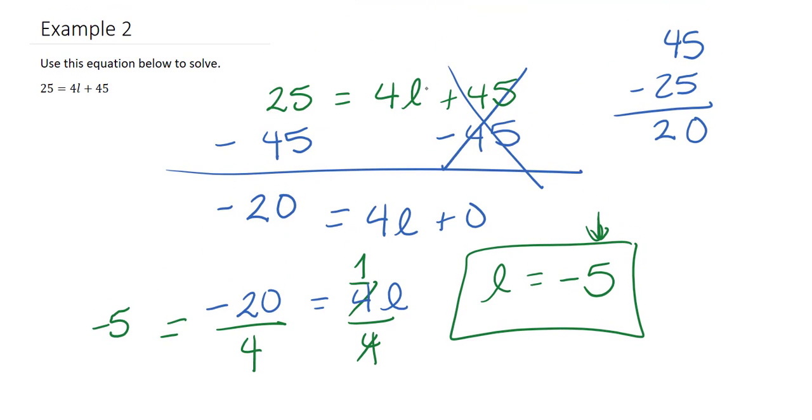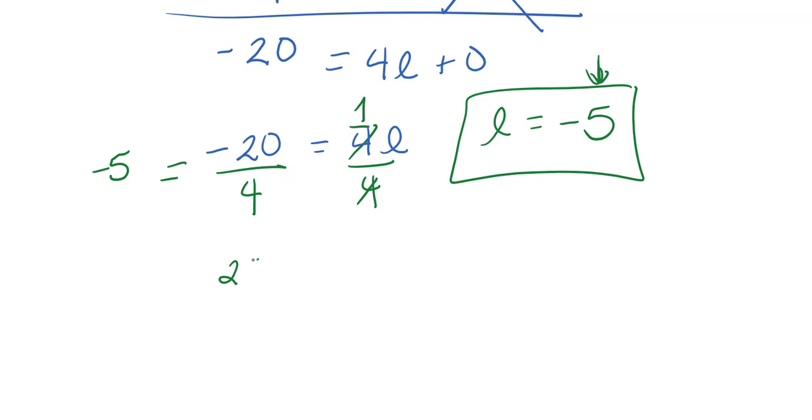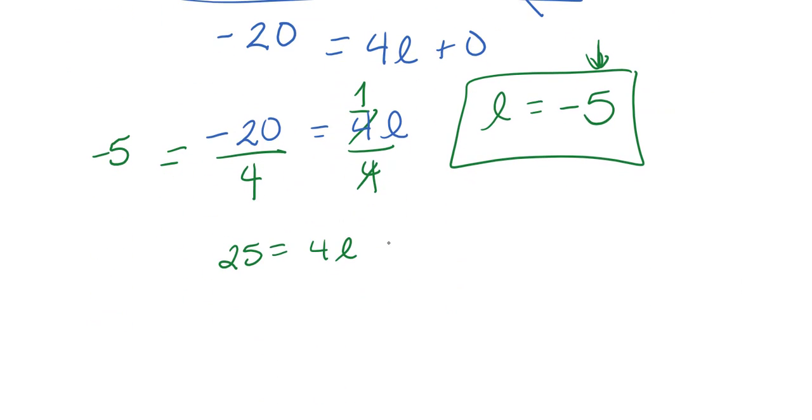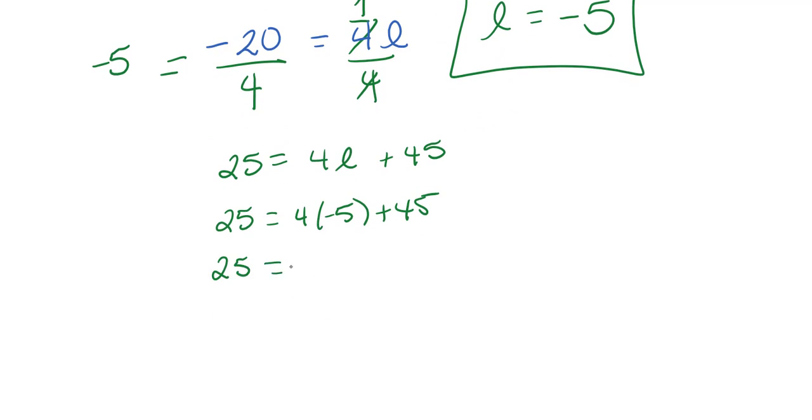And if we were to go back, 25 is equal to 4L plus 45. So 25 stays the same, 4L, so that's negative 5. So 4 times negative 5 plus 45. If we look at this, we have 25. 4 times negative 5 is negative 20 plus 45. Well, 45 minus 20, because that's what it looks like if you just move it around, that's equal to 25. And so this checks out. We got the right answer.